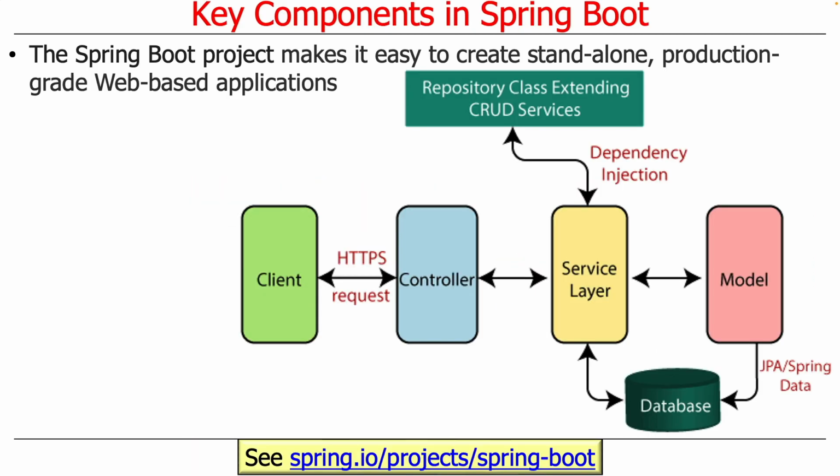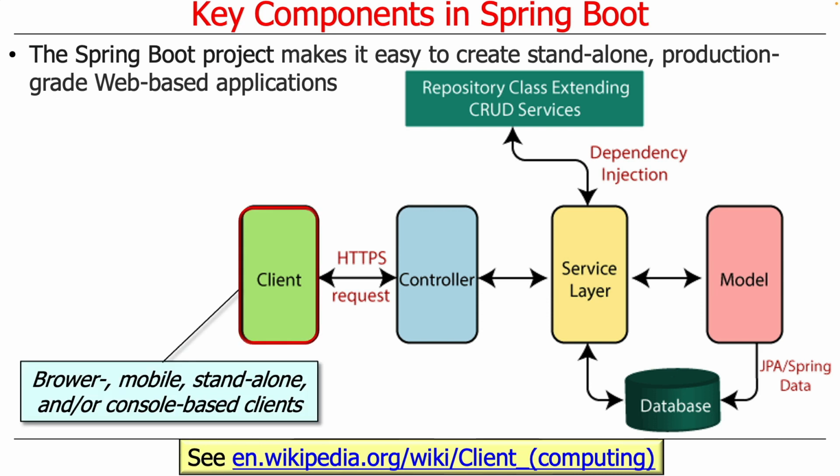So let's take a quick look at some of the key components in Spring Boot that are used to create standalone production-grade web-based applications. And this is just a nice little diagram. You can find that diagram on the web. So we typically have a client or clients, and usually those will either be browser-based, very, very common, mobile, standalone, which could be things that would run, say, as a native program on your desktop, becoming increasingly uncommon, but like Microsoft Word would be an example, or console-based clients, things you could run from the, quote, command line. Some of the tests we'll show will be console-based clients.